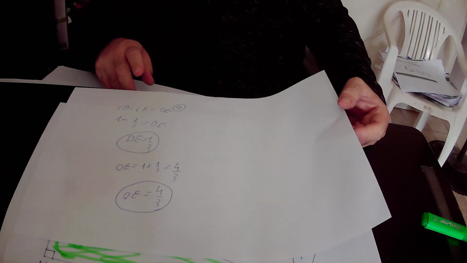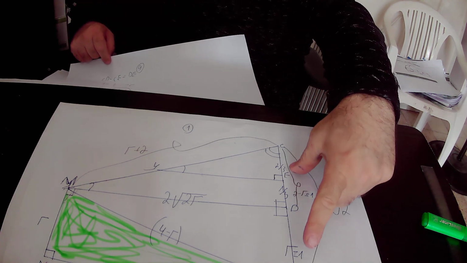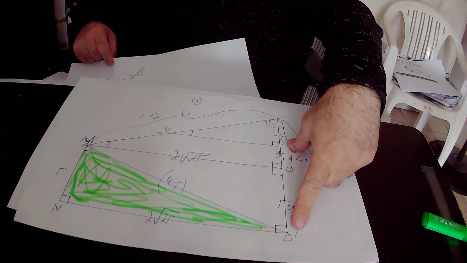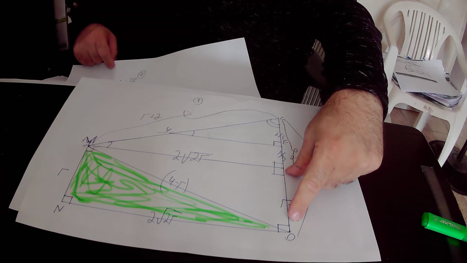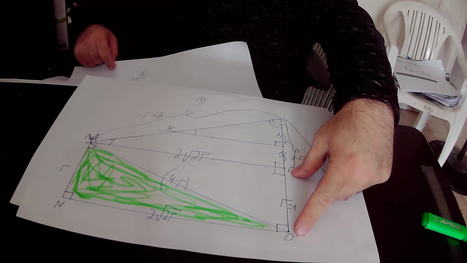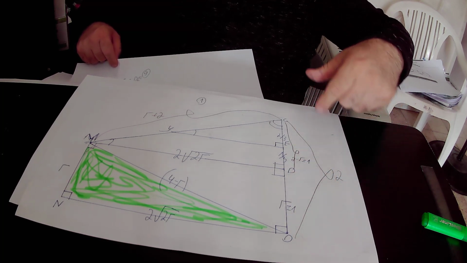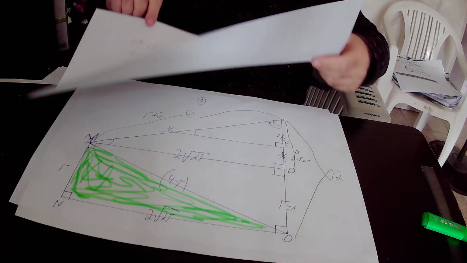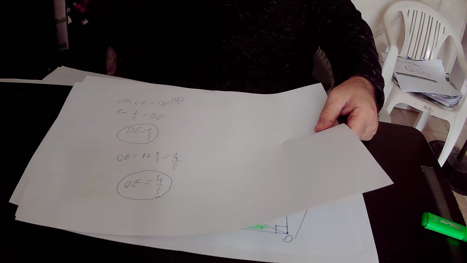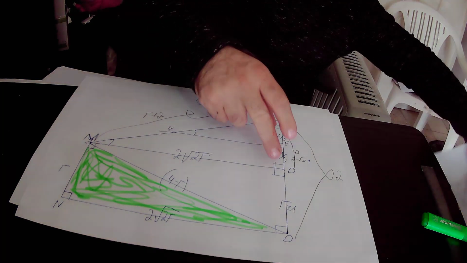So what is the value of OE? As you can see from the drawing, the value of OE is actually R plus one third. R is 1, so it is 1 plus one third. The value of OE is 1 plus one third, that is to say, it equals 4 over 3 units. So we found out the values of all the line segments here.